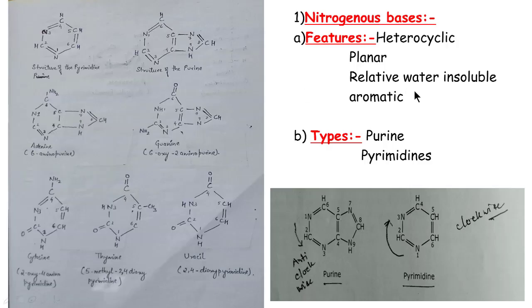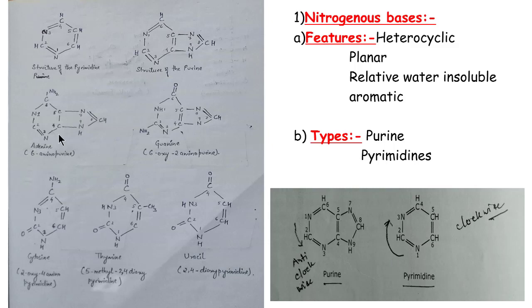Okay, let's see what the nitrogenous base is, what its features are and what its types are. The features are that they are heterocyclic, planar, relatively water insoluble. Remember this point. And aromatic. What are the types? The types are purine and pyrimidine. Over here the structure of purine and pyrimidine is given. When we do the numbering of the purine, the numbering is always done in an anti-clockwise direction. While in the pyrimidine, the numbering is done from N1 in the clockwise direction, while in the purine it is anti-clockwise.